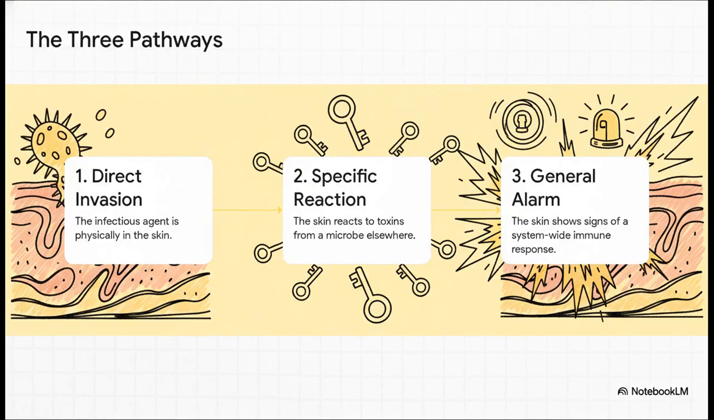And here they are, the three pathways we're going to dive into. First up, we have direct invasion, which is pretty much what it sounds like. The bad guy is right there in the skin. Second, a specific reaction, which is kind of like a calling card for a particular germ. And third, a general alarm, where the skin just gets caught in the crossfire of this huge body-wide immune response. Let's start with direct invasion.